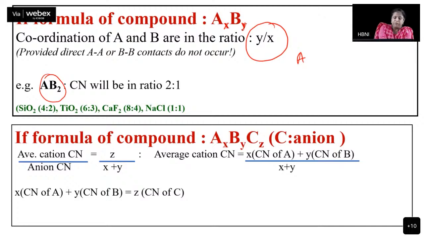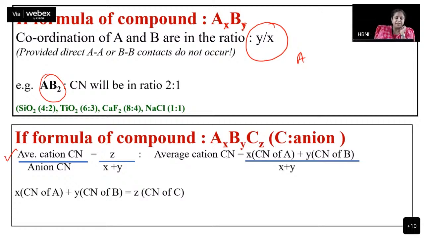So if the formula of the compound is AX, BY, CZ, here C is an anion. It could be fluoride, oxide, hydroxide, sulfide, whatever. In that case, if we have to guess the coordination number of one ion, let's say we know the coordination number of one or two ions and we want to know that of the third ion.